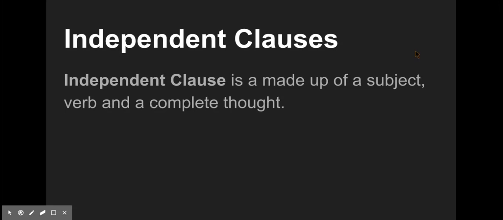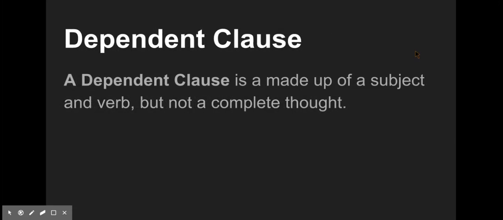So basically a sentence within a sentence. A dependent clause is made up of a subject and verb, but not a complete thought. It cannot stand on its own. Remember my example of my daughter, she can't cross the street without some help? Well, that's what a dependent clause is like.